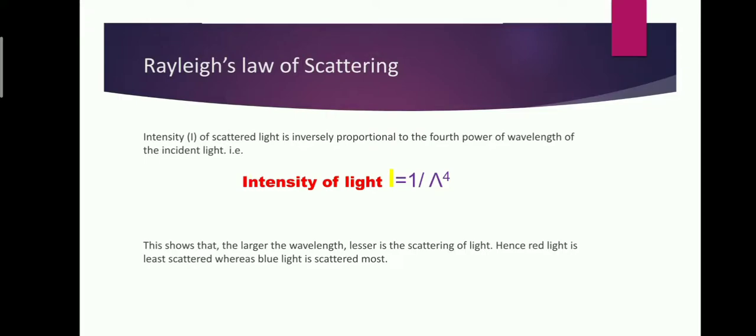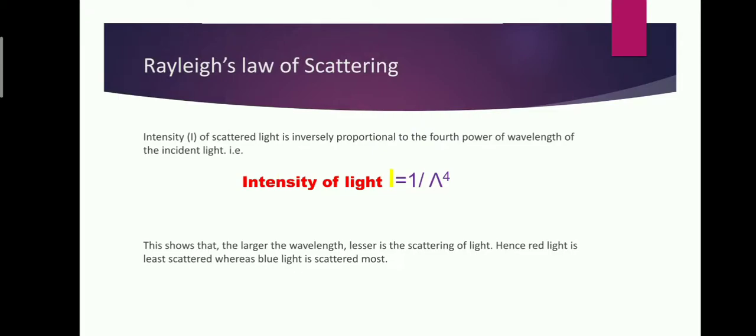That is, if the wavelength is less, then the intensity of the scattered light will be higher. Similarly, if the wavelength is more, then the intensity of the scattered light will be smaller. So this shows that the larger the wavelength, the lesser the scattering of light. Looking back at our VIBGYOR, that is violet, indigo, blue, green, yellow, orange and red, these colors are orderly arranged according to their wavelength as well as frequency. It starts with violet as the least wavelength and highest frequency, whereas red light has the highest wavelength.